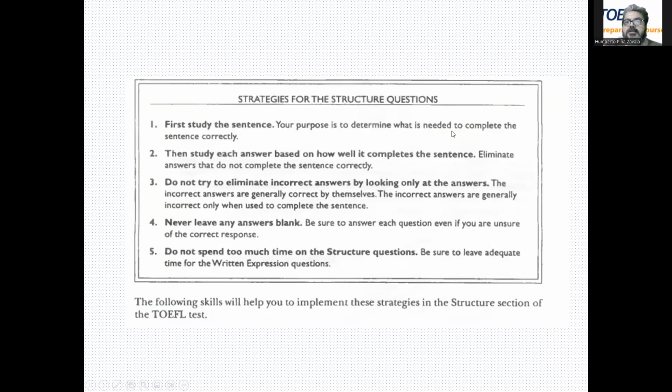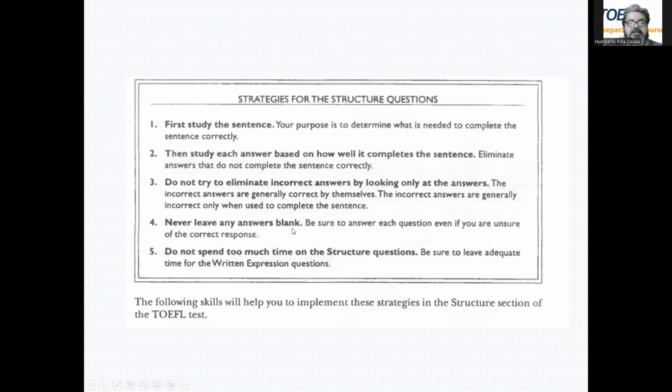Your purpose is to determine what is needed to complete the sentence correctly. Then study each answer based on how well it completes the sentence. Eliminate answers that do not complete the sentence correctly. Do not try to eliminate incorrect answers by looking only at the answers. The incorrect answers are generally correct by themselves. They're spelled correctly. There are no mistakes in them. The incorrect answers are generally correct only when used to complete the sentence. Like, "they" is a plural subject, "is" is a singular verb, so they don't really match.